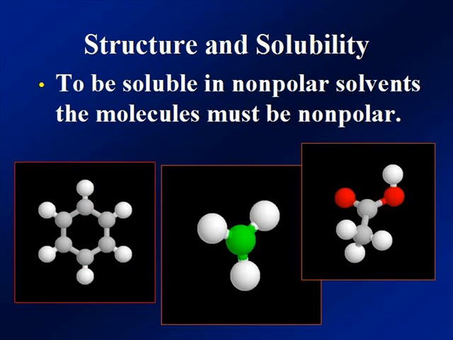In order to be soluble in nonpolar solvents, like benzene on the left, the molecule must also be nonpolar. Again, the center molecule with the green center, BF3, would certainly be soluble in the benzene, while the acetic acid to the right would not be soluble.